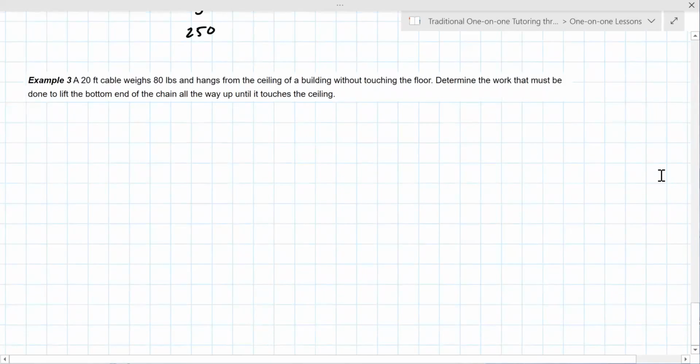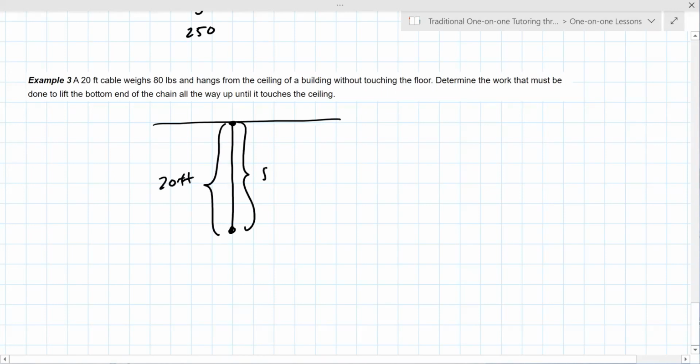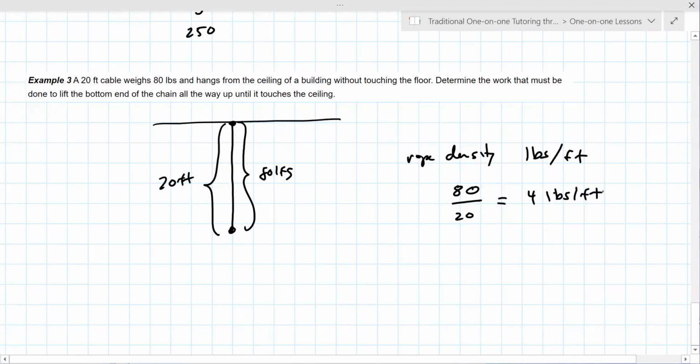All right, a 20-foot cable weighs 80 pounds and hangs from the ceiling of a building without touching the floor. So there's a ceiling. It's a little weird, but okay, fine. You've got a rope, and the whole length of the rope is 20, but it also has a mass of 80. Okay, and this rope density that you really care about, maybe that's not the right word, is pounds per foot. So you literally take this 80 and divide it by 20, and that gets you 4 pounds per foot.